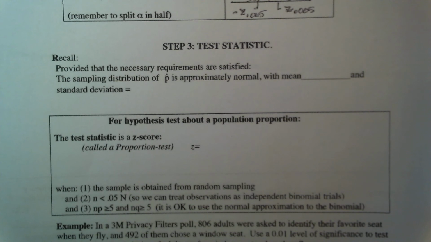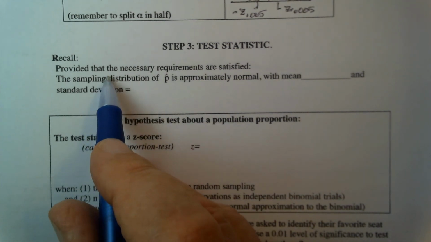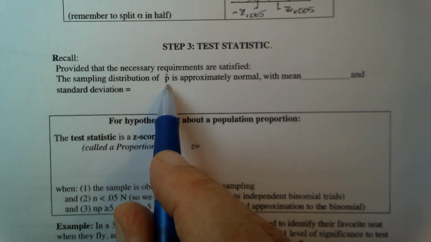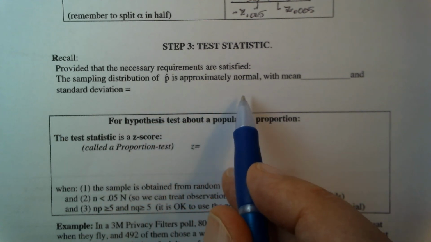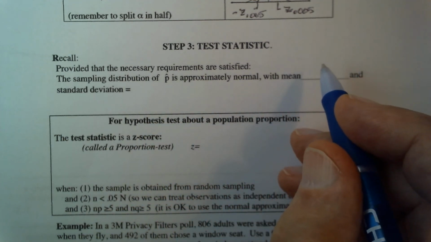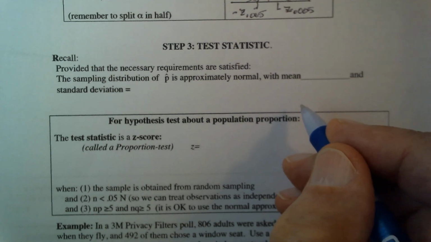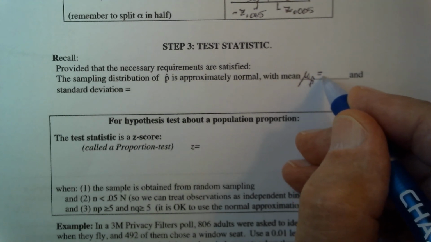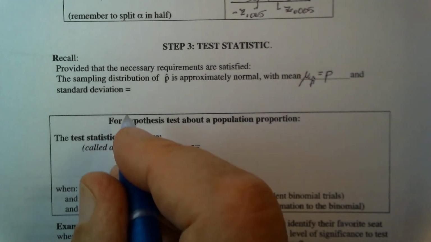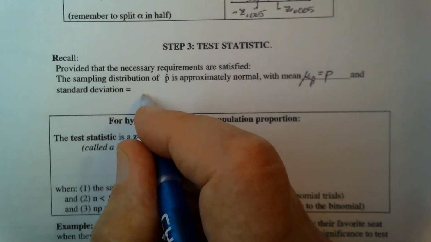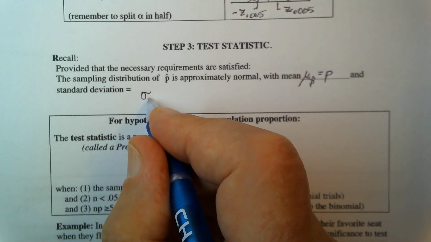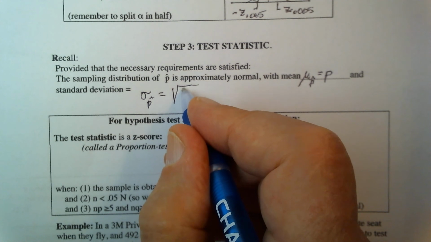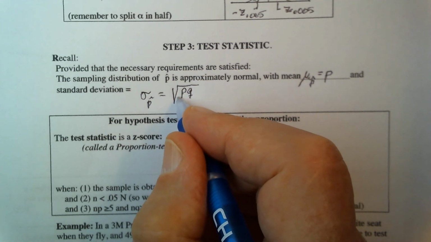The next step is to compute the test statistic. Provided that the necessary requirements are satisfied, the sampling distribution of p hat is approximately normal, with a mean mu sub p hat equal to p, and with a standard deviation sigma sub p hat equal to the square root of p times q divided by n.